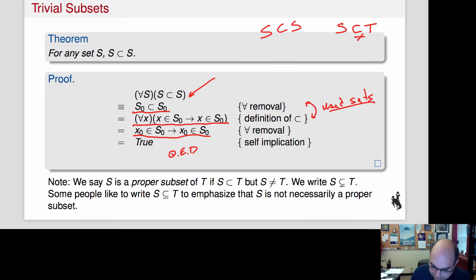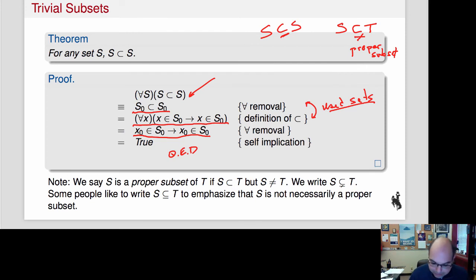And incidentally, some people like to use this notation when they say subset to mean that it could be equality, right? So S is a subset of S, possibly being equal to S. But here, S is a subset of T, but is not equal to T. So we emphasize that. We call this a proper subset. And by proper, what we mean is that it actually is a subset, and it can't be equal.